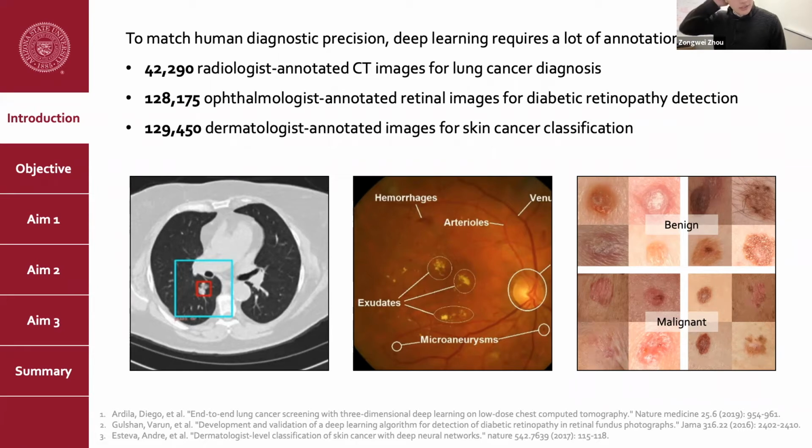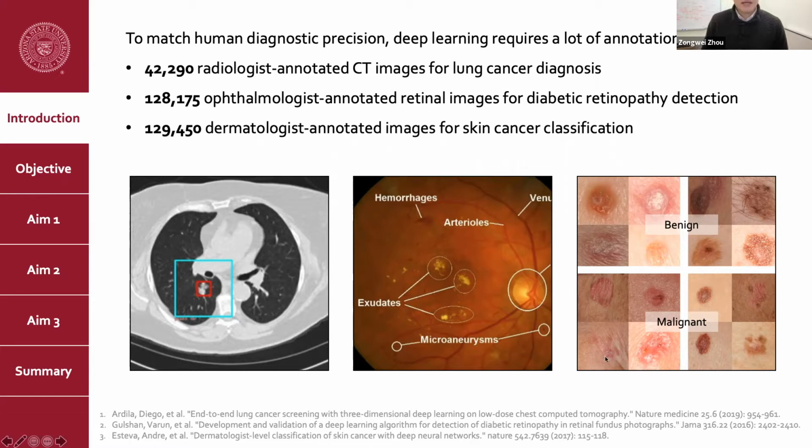However, developing such deep learning models needs a huge amount of annotation cost. These annotations are largely done by human experts. For example, to identify a lung nodule from CT images, human experts have to annotate where the nodule is, how big it is, and whether it's benign or malignant. To achieve human-level precision, this study utilized more than 42,000 radiologist-labeled CT images for just one disease, lung cancer diagnosis. And a similar story applies for other disease detection.